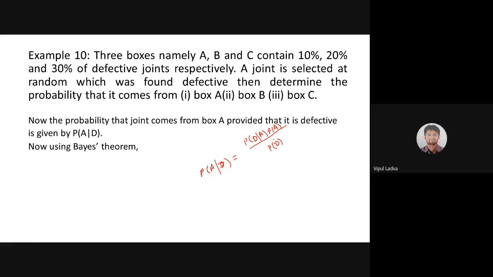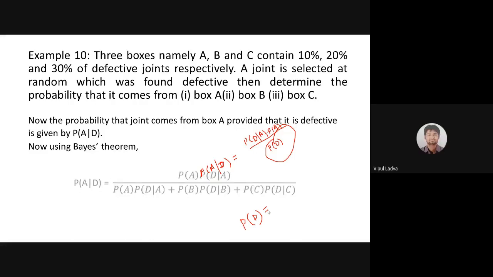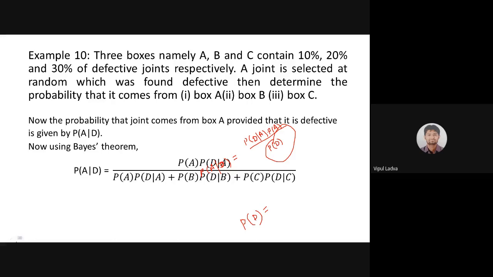But in the denominator, I am having P of D, and P of D is the probability of getting a defective joint. So for P of D, we need to take care of the concept related to total probability, is it? So P of D की खुद की एक बड़ी सी formula होगी तीन step वाली. Yes or no? Yes, sir. Good. So let me take you towards that.